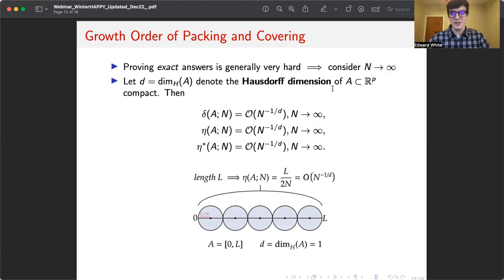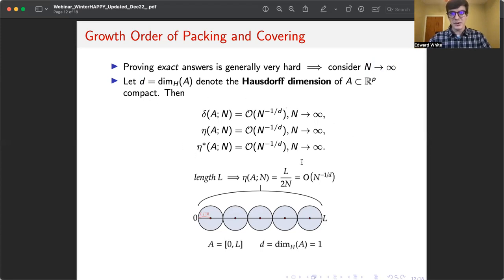So from the previous slide on the theorem, D is representing our Hausdorff dimension of that set A. If A is contained in our ambient space R^p, then certainly it makes sense why D couldn't be bigger than p, because the Hausdorff dimension of A can't be larger than the ambient space containing it.